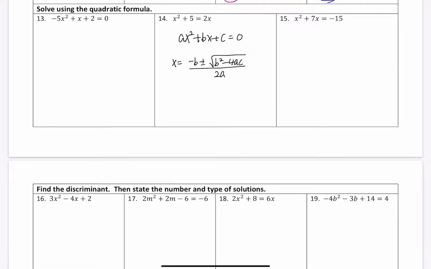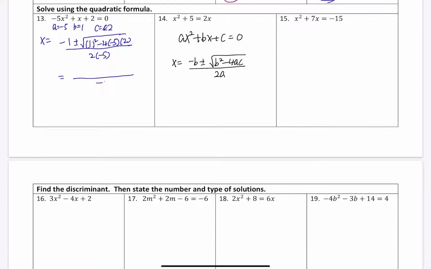All right, first one, x equals negative b. B is the middle coefficient, linear coefficient, which is 1. A is negative 5, which is the leading coefficient. C is the constant, which is 2. So negative b plus minus square root of b squared minus 4ac over 2a.